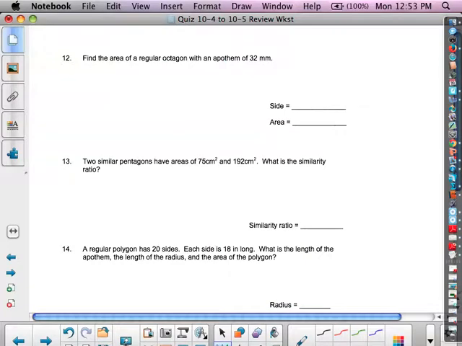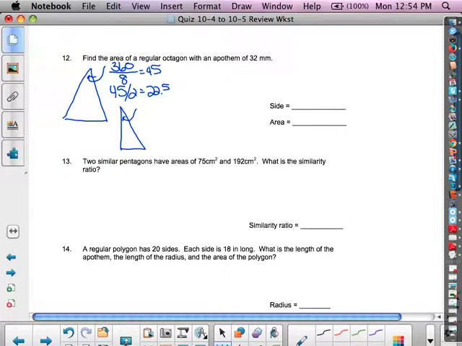Number 12 says find the area of a regular octagon with an apothem of 32. So if you have an octagon, you know that the central angle is 360 divided by 8, which is 45. Then the apothem bisects that angle, making this half of the triangle have a vertex angle of 22.5, an apothem of 32, and we need the side length x. So I'm going to use tangent for this.